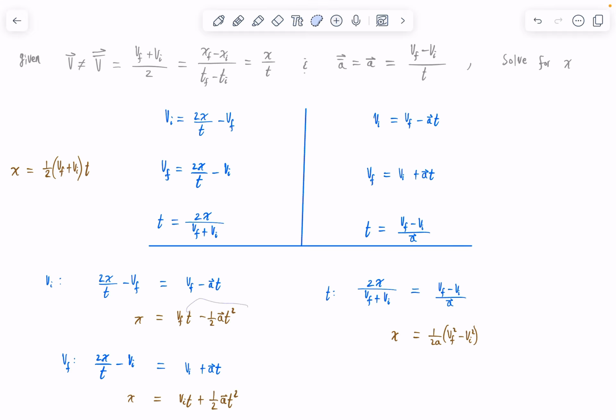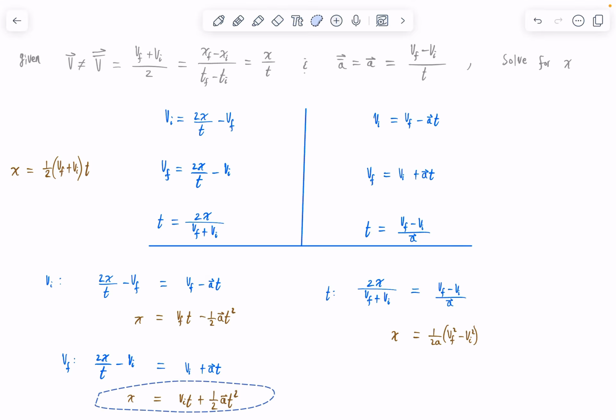So that's where this t comes from, and that's where this t squared comes from. So isolating the x, we get this. Same procedure for v sub f. So equating the v sub f's, and then solving for x. So solving for x from here, we get this.